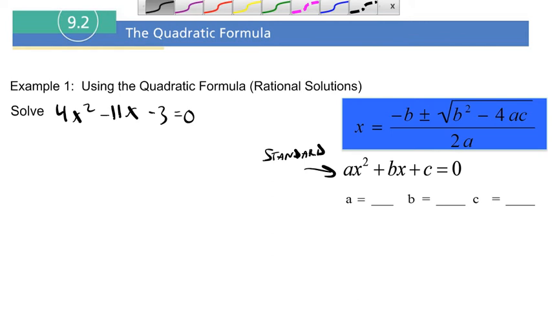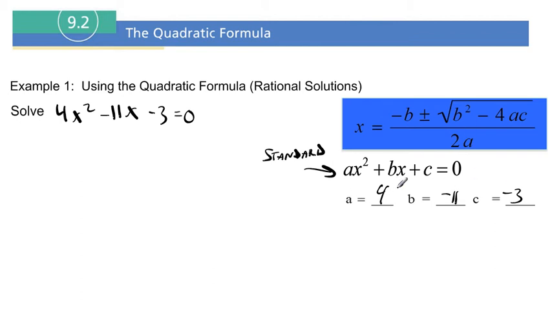So once we have that, we can go ahead and plug in what is our a, b, and c. The a is next to x squared, so that means 4 would be our a. So it goes a, b, so b would be negative 11. And then our c term is our constant term, negative 3. Okay, so what we're going to do now is replace the a, the b, and the c with these numbers right here.